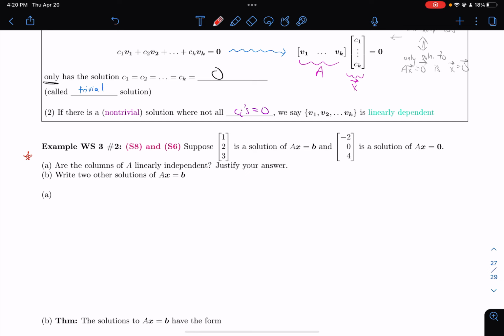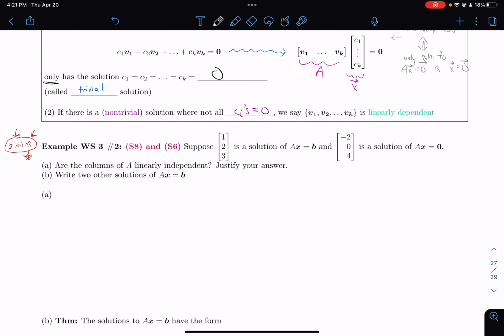I first want to give you an opportunity to try this problem. So pause the video for about 2 minutes and try just part A. Focus on part A first. All right, so hopefully you paused it for about 2 minutes to try part A. Let's talk about it together.